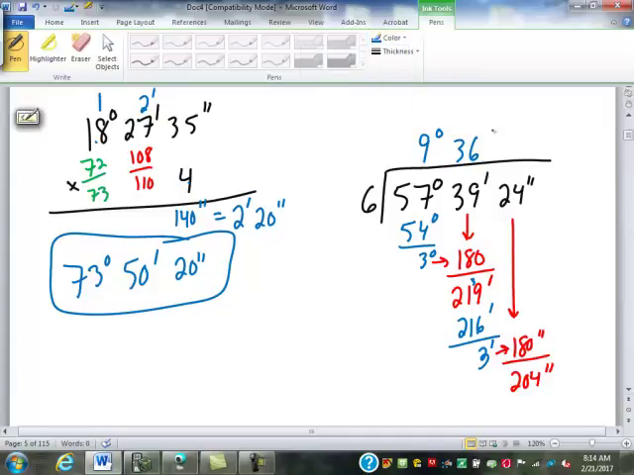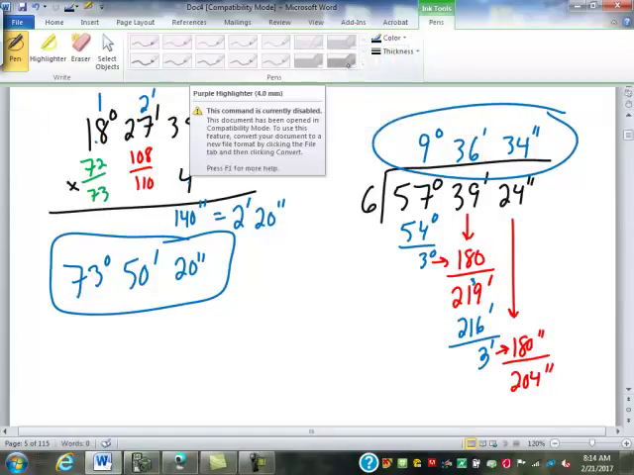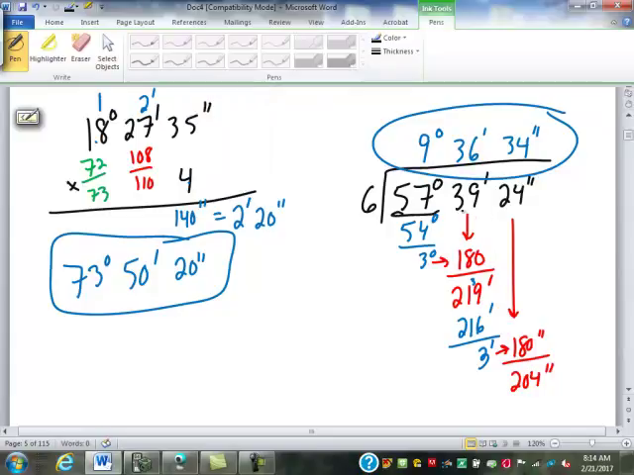6 goes into 204, 34, I believe. So that's 9 degrees, 36 minutes, 34 seconds. Again, you can enter that in your calculator. Do the 57 degrees, 39 minutes, 24 seconds, and then divide by 6. And it should spit it out.